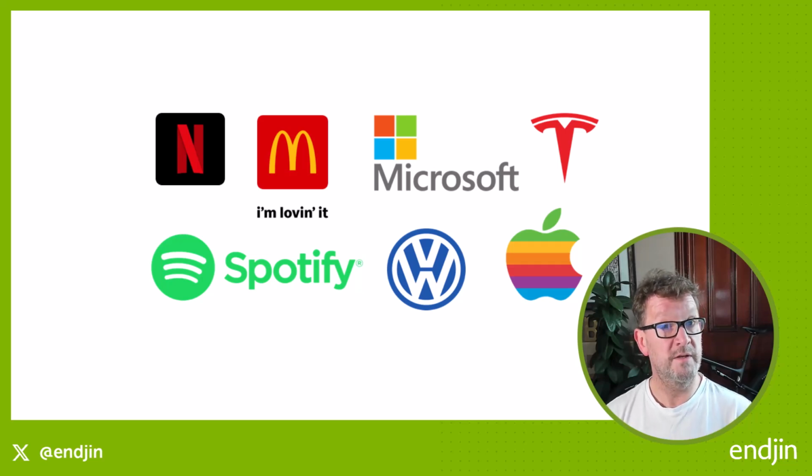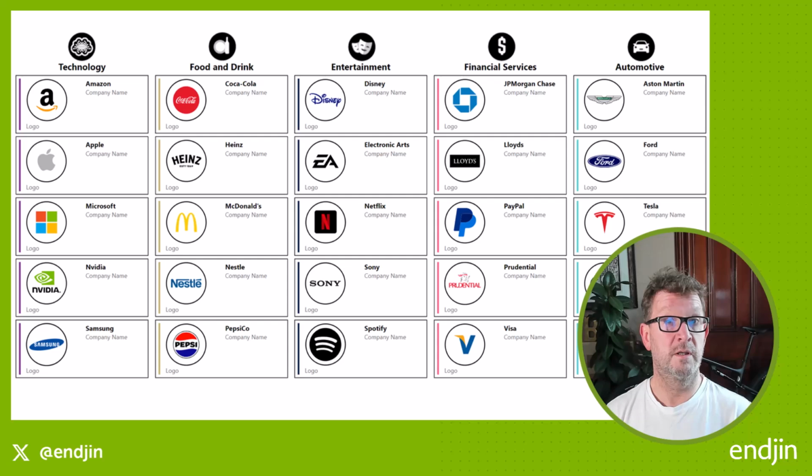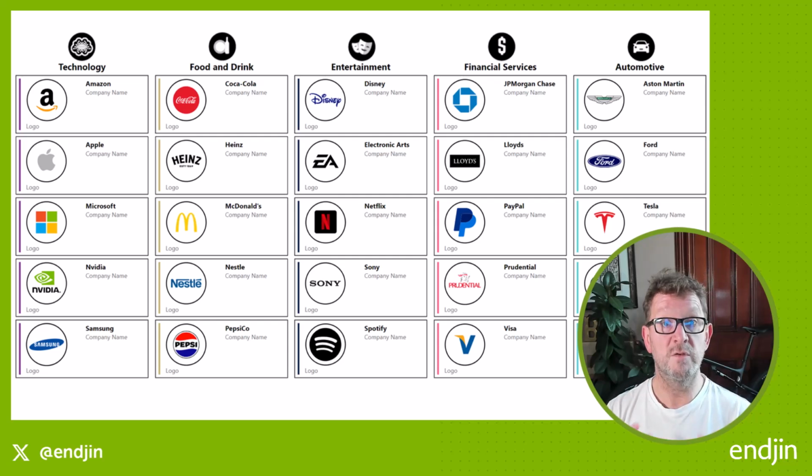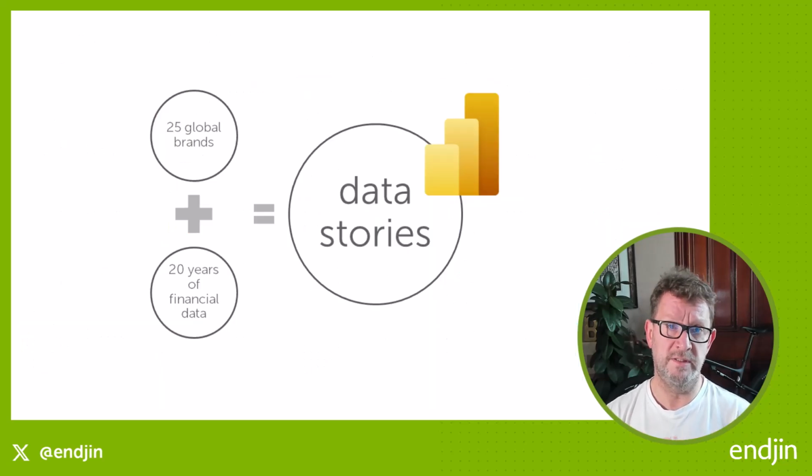We've picked 25 brands across 5 categories of technology, food and drink, entertainment, finance, and automotive. And each of those categories in their own right invokes some imagery which we've used in the report, and you'll see that later. We then sourced 20 years of financial data at daily granularity for each of these companies to give us something to work with in the report.